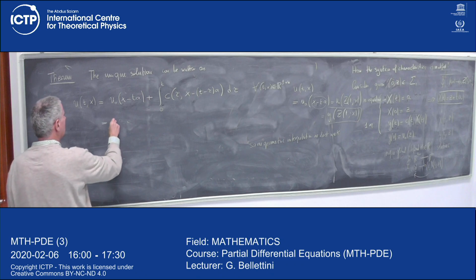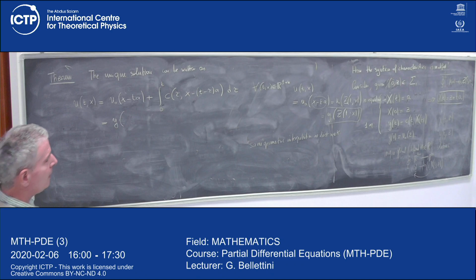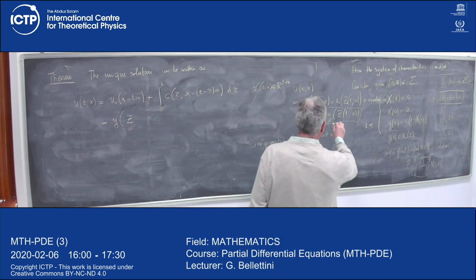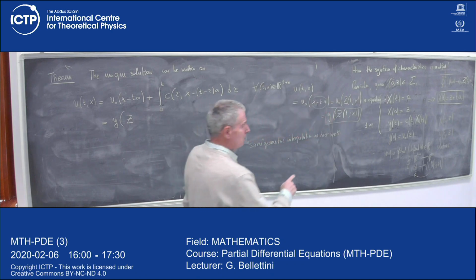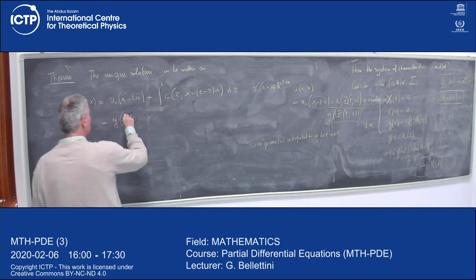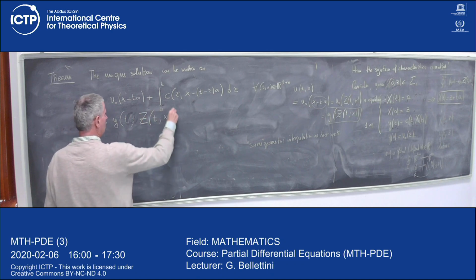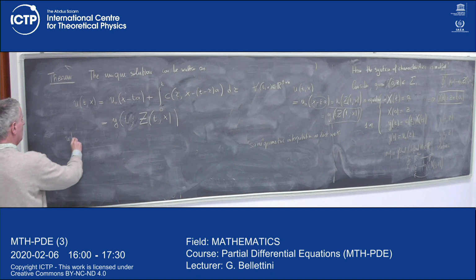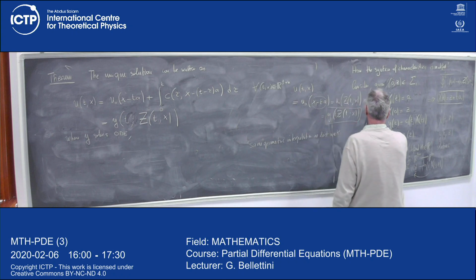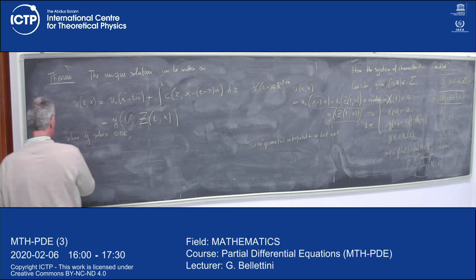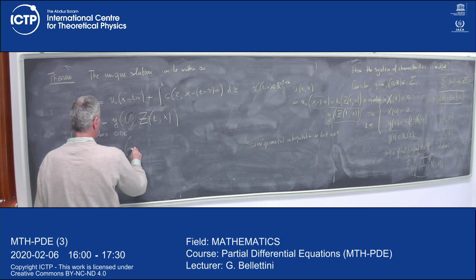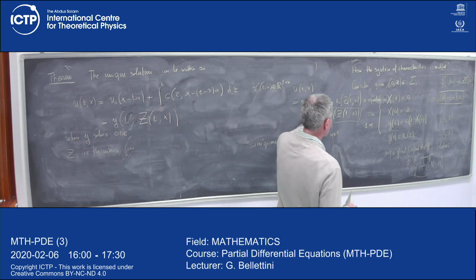And it is equal to y of t, z of t,x. Sorry, I forgot the t. There is a t here, because y depends on t, no? So y of t, z of t,x, where y solves the ODE, and z is the inverse, and is explicit. In this case the inverse is just a matter of changing z.